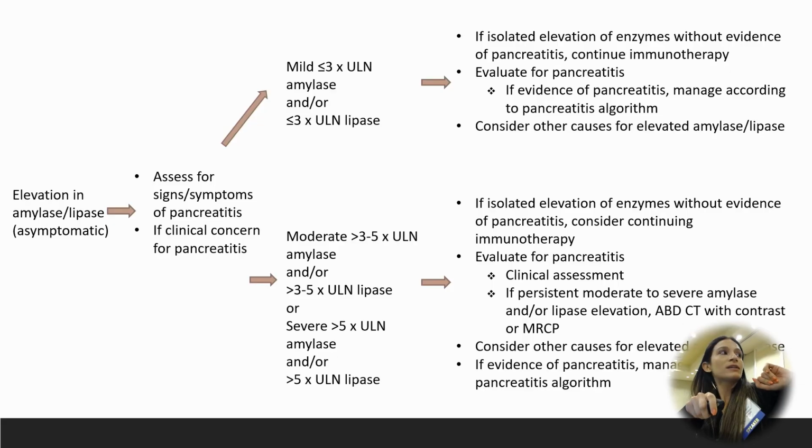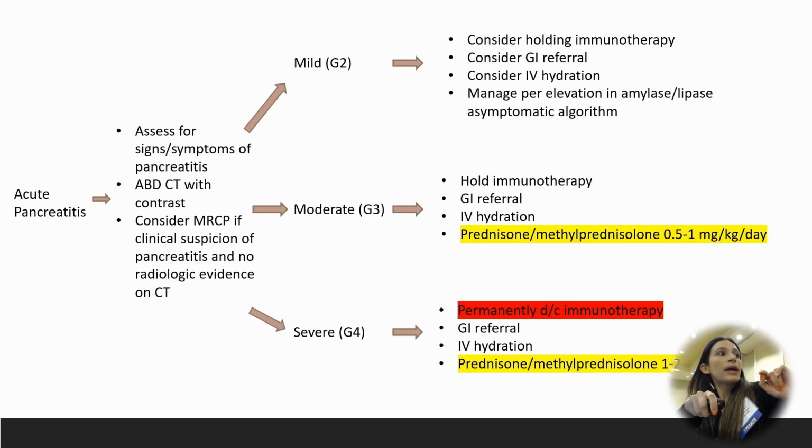Pancreatic adverse events, elevation of amylase and lipase. Same thing, we look at the upper limit of normal, and we are just gonna assess the patient. And for the most part, we can continue the immunotherapy for a mild. For here also, we can continue, all right? But if the patient has evidence of acute pancreatitis, we're gonna have to hold the immunotherapy. And for severe, we're gonna permanently discontinue. Again, you can see the same thing. Steroids, you can just go higher and higher on the dose.